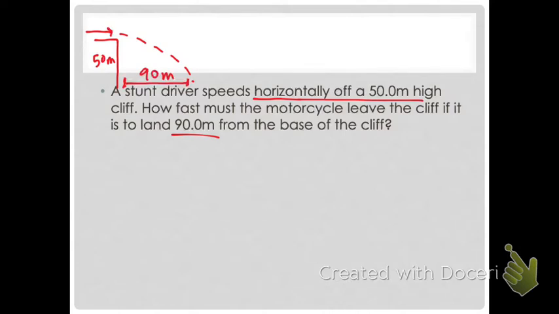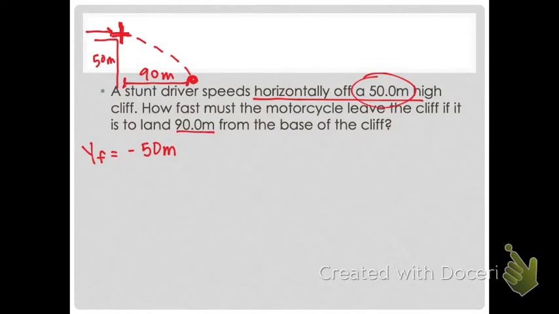Start identifying and matching these numbers with some variables, okay? The first thing that we've got to know is our cliff is 50 meters high. So what variable could that fit with? Here's my origin. So my y final is going to be negative 50 meters because it's landing 50 meters below where it started. Are we on the same page with that?